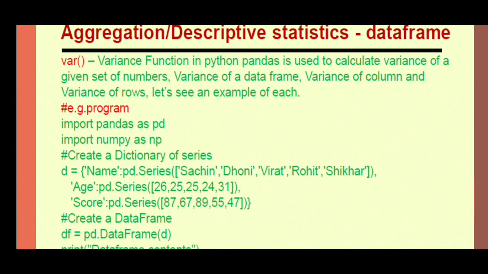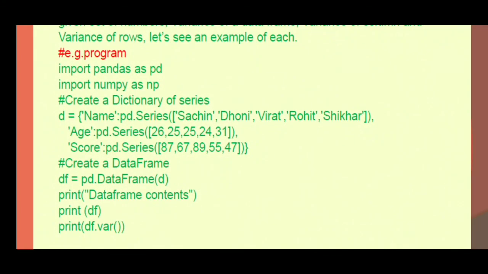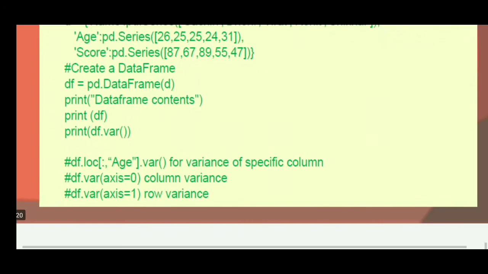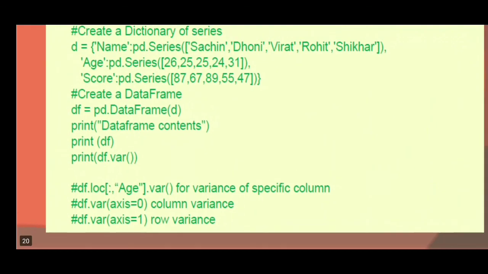Next one, aggregate or descriptive statistics. Var means the variance function in Python pandas, used to calculate the variance of a given set of numbers: variance of a data frame, variance of a column, and variance of a row also. So when you create a dictionary, create a data frame, and print df.var, it will display the record, where axis 0 and axis 1 are available.